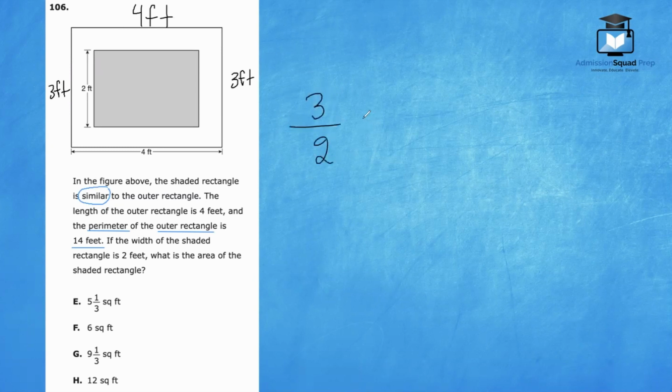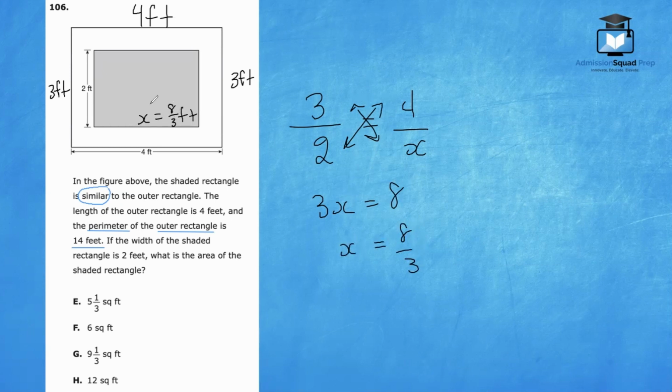3 over 2 equals 4 over x, where x represents the length of the shaded rectangle. Let's cross multiply. 3x equals 8, therefore x equals 8/3. So the length of the shaded rectangle is 8/3 feet.